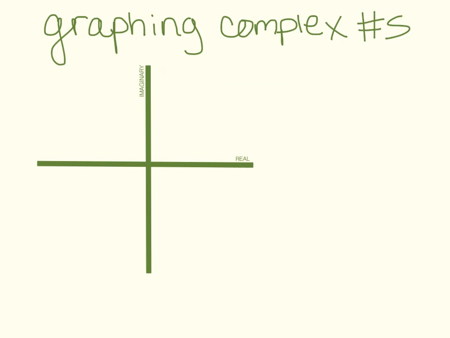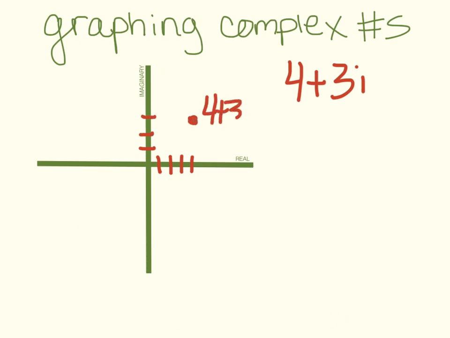Alright, now I'm going to tell you that we can actually graph complex numbers. Only we don't do it on the XY coordinate plane. We are going to do it on a real imaginary coordinate plane. So suppose you had the complex number 4 plus 3i. Then you would go 4 units on the real, and then you would go 3 units on the imaginary, and put a point there. So there's 4 plus 3i right there.